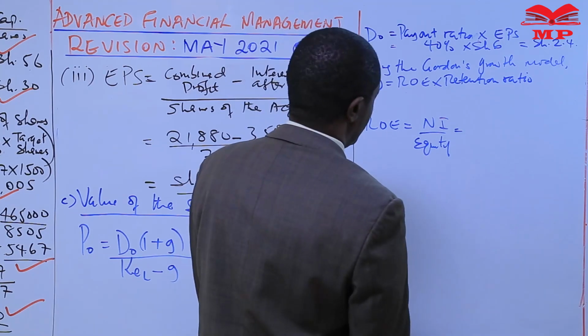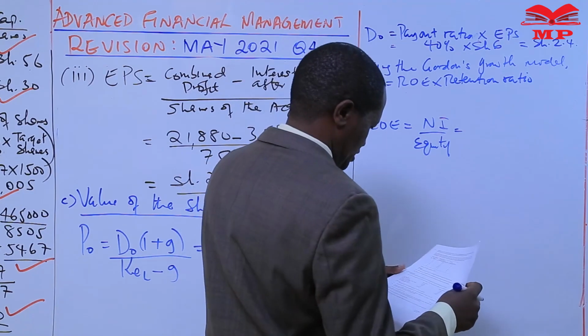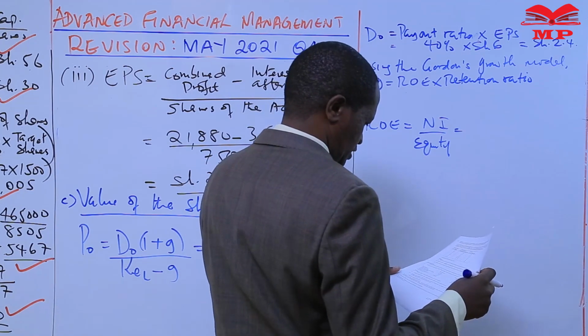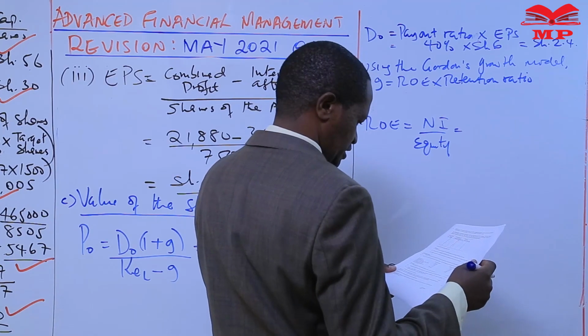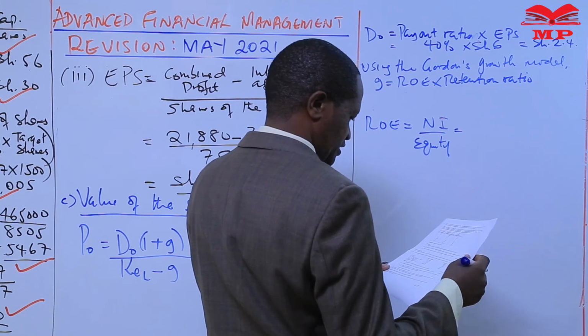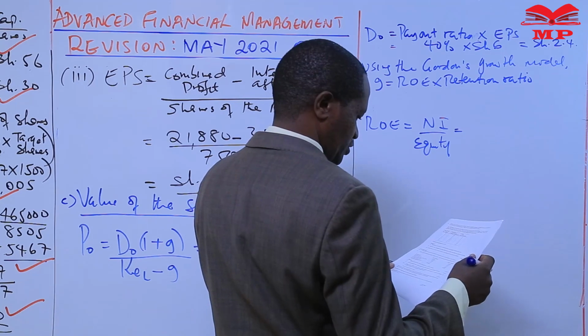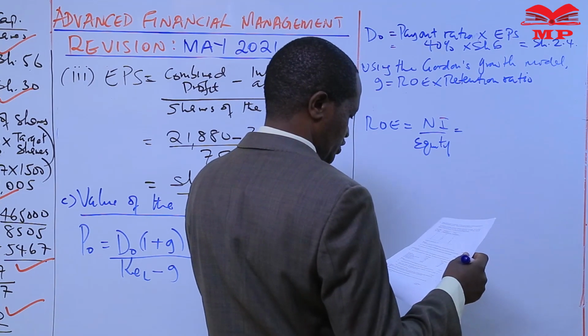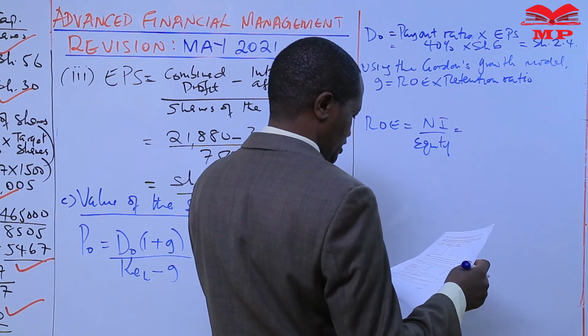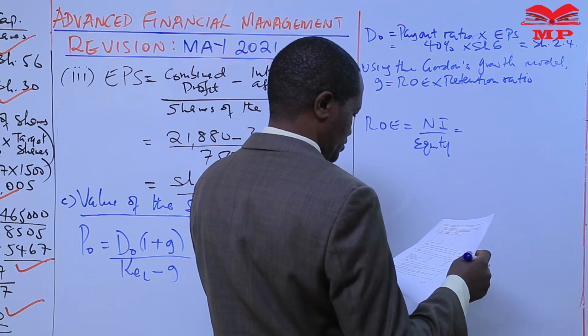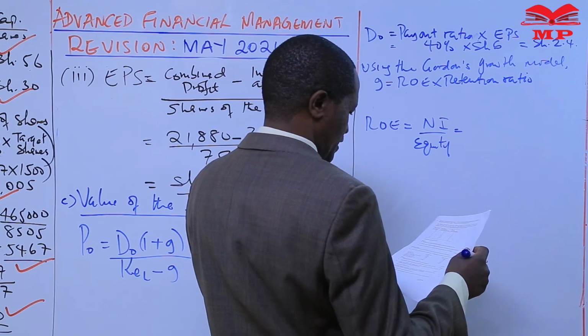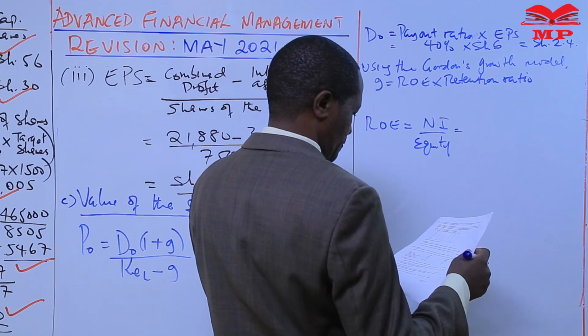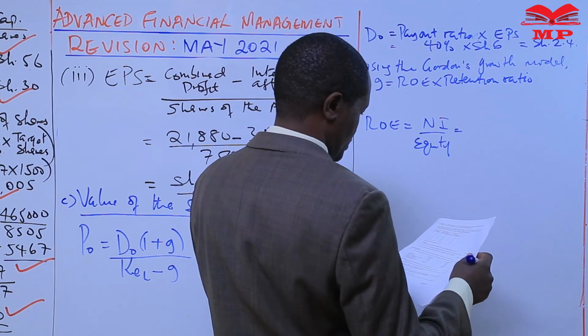Net income divided by equity. What is the net income? We read that the firm has in issue 50 million ordinary shares with a par value of 20 shillings each. Then we read that the firm's total revenue and capital reserves amount to 500 million.